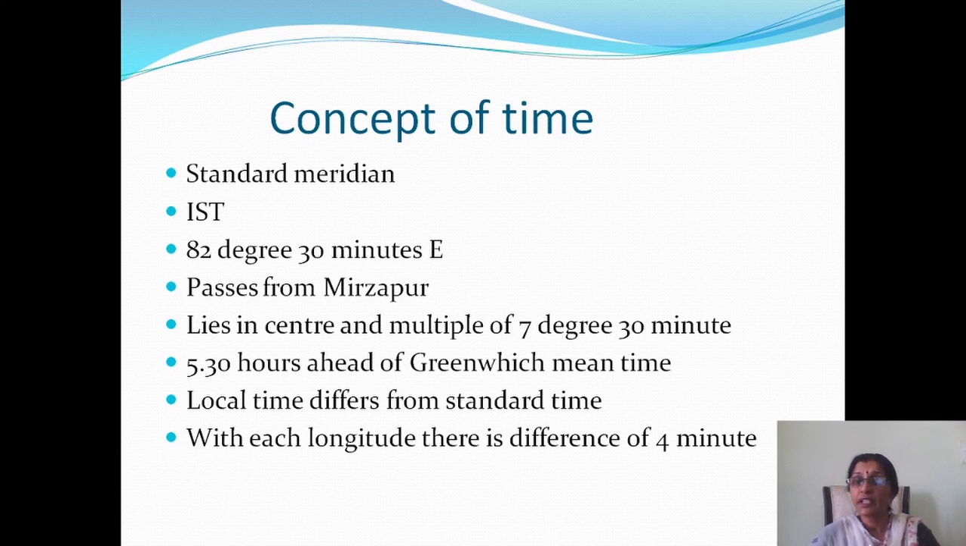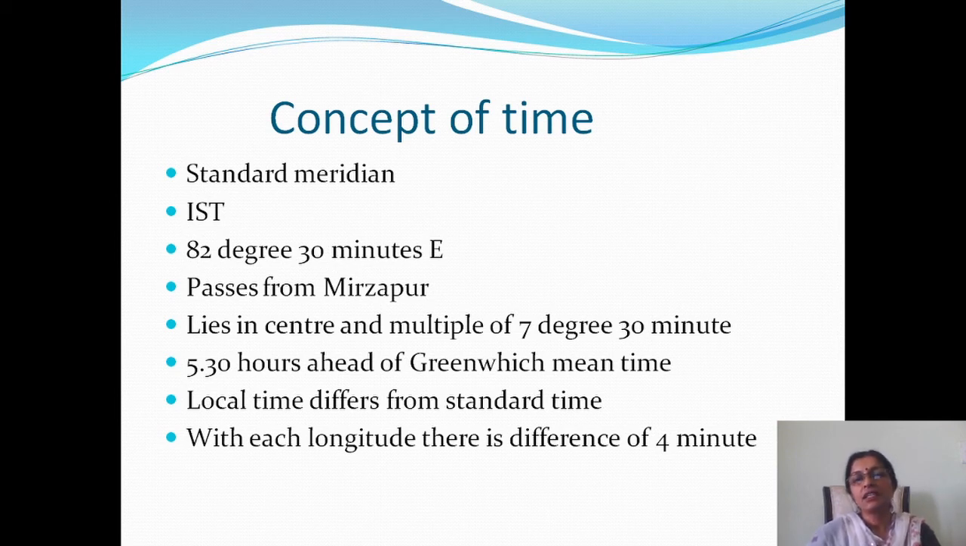Is it possible in a country to have two times? If we take the time of any longitude, that is referred to as local time. Trains, aeroplanes run from one end of the country to another. It will create a lot of confusion if we have more than one time. So, we decided to have our time from a standard meridian, that is 82 degree 30 minute east. It passes through Mirzapur in Uttar Pradesh near Allahabad.